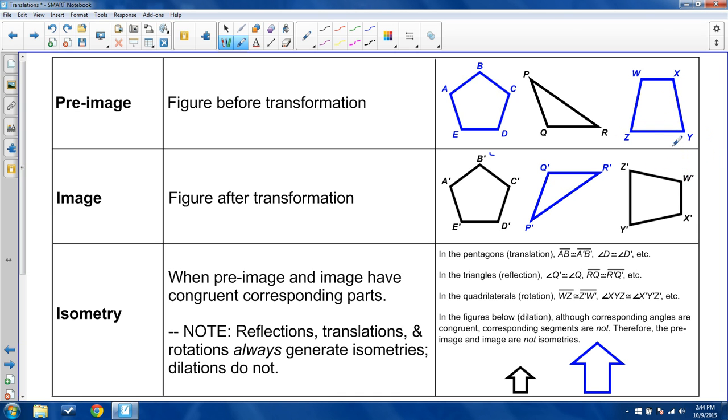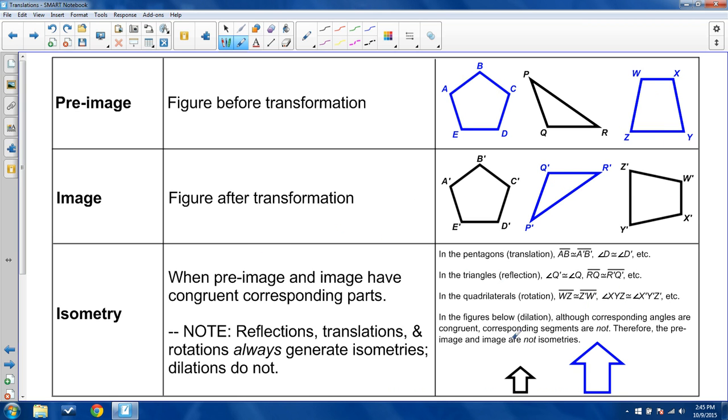Now, those 3 pre-image to image are called isometries, and an isometry is when the pre-image and the image have congruent corresponding parts, meaning the objects themselves are congruent, even if they're a different color, even if they're reoriented a different way or flipped or whatever. They did not change their size in any sort of way. In the pentagons, in the translation, segments AB and A prime B prime are congruent. Angle D and D prime are congruent here, etc. And same thing here. So all corresponding parts are still congruent, P prime R prime with PR, etc. So these are just different examples of showing you what you have.